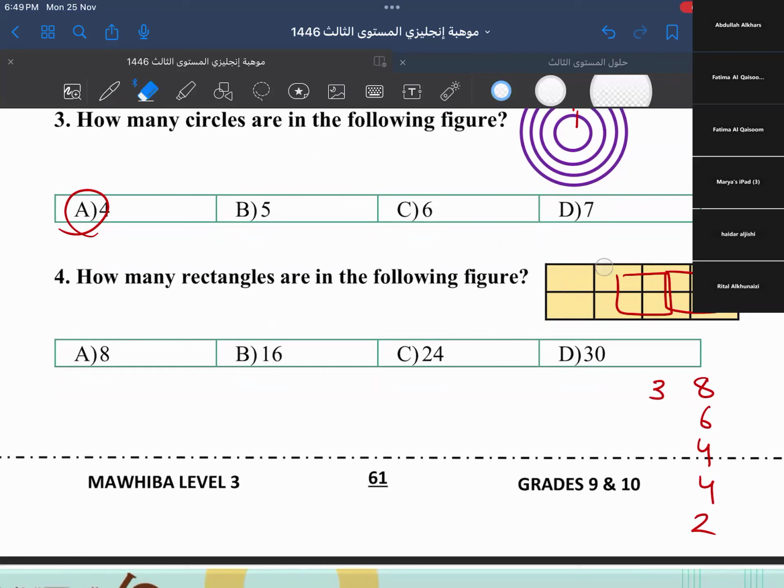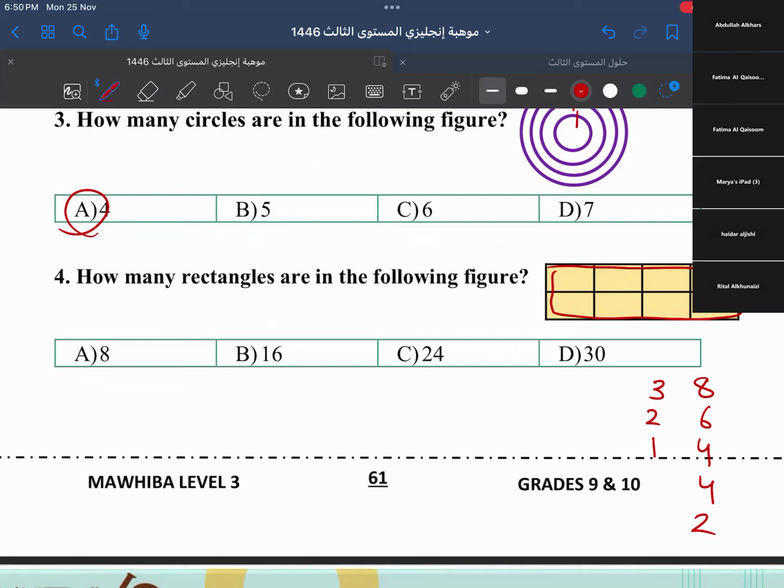Yes. And then the ones that are 6. So there are 2. And lastly, the entire thing, the one that's 8, is 1. Yeah, excellent. So here we've counted all of them. Excellent, Haidar. Let's add them all together.